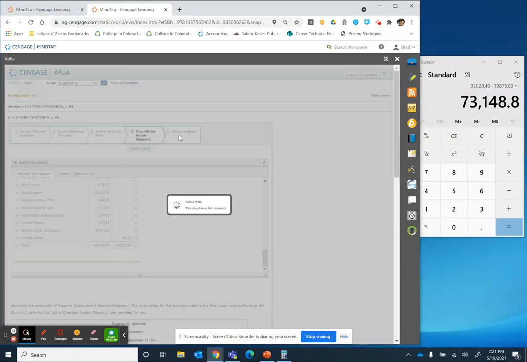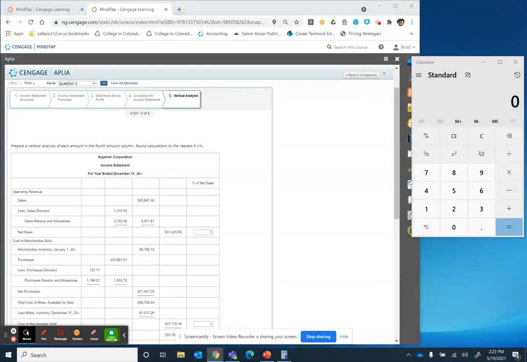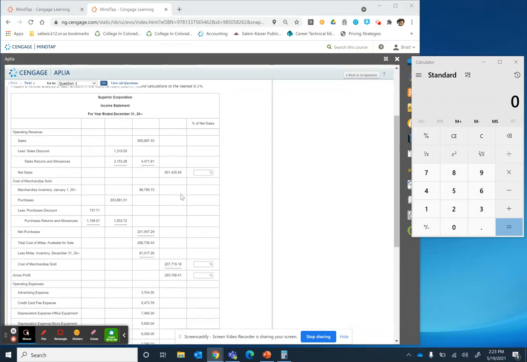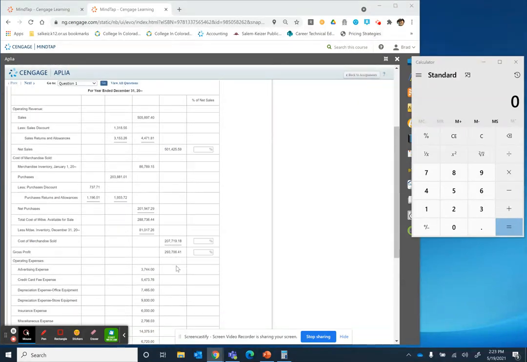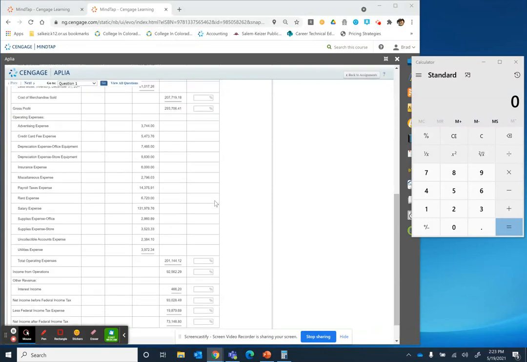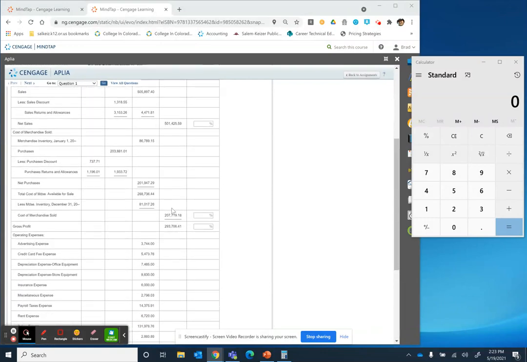Step number 5. On the last step, number 5, we're looking at a vertical analysis. So we're going to prepare a vertical analysis of each amount in the fourth column. We're going to round calculations to the nearest 10th of a percent. So we're trying to find the percent of sales of all of these numbers: cost of merchandise sold, gross profit, total operating expenses, income from operations, all of these things. They're all going to be a percentage of what our net sales are. So I'll be dividing all of these numbers here by our net sales.